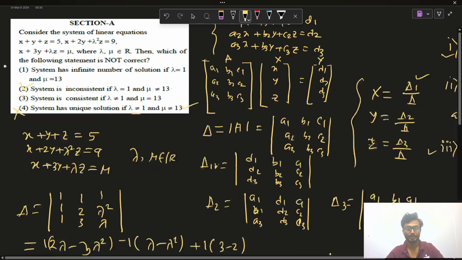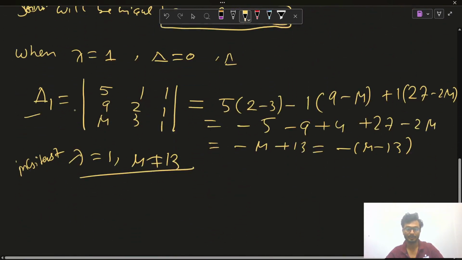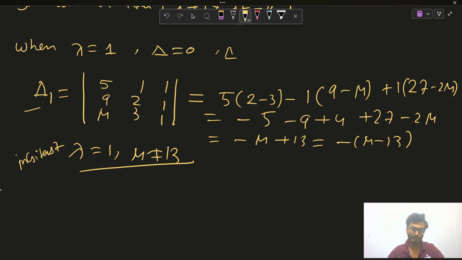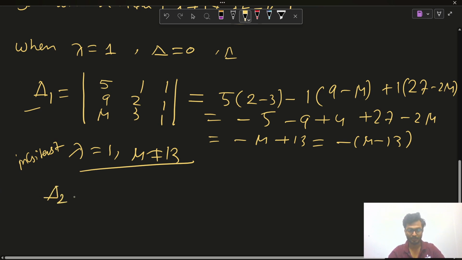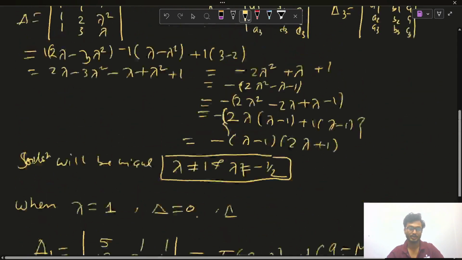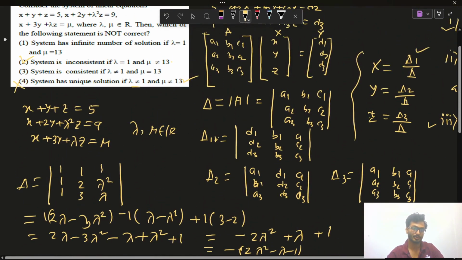Now if mu equals 13, then what will happen? Then delta 1 will be 0, and you check yourself that delta 2 and delta 3 will also be 0 when lambda is 1 and mu is 13, right? So this option is also correct. This statement is also right.